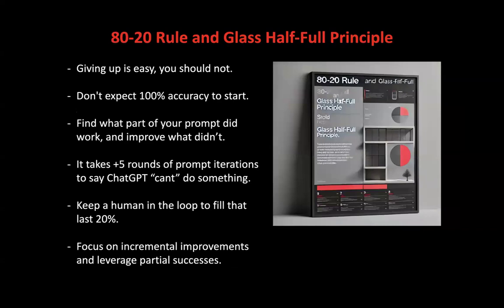And on that point, we live right now in this echelon. It's good, but it's not that good. So you have to take on and embody really the 80-20 and glass half full kind of concepts. Giving up on, oh, I tried something and it didn't work is very easy, but you shouldn't. Take the time. Don't assume it's going to 100% get it right, and then when it doesn't, you're like, oh, AI sucks, and then you just move on. That's a waste of your time, a waste of ChatGPT's time and tokens, right? So find what part of your prompt did work and improve what didn't, because usually you'll get a little ways there, but not all the way. And so, kind of have it basically debugging your prompt, right?